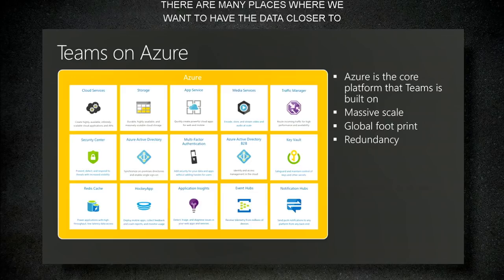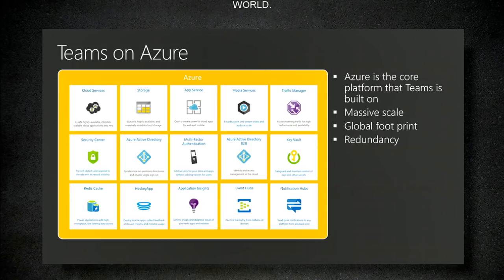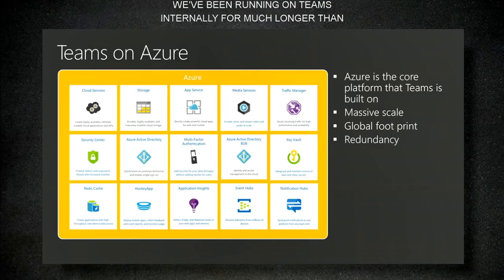Azure also allows us to have a global footprint very quickly. So I don't know if you noticed, but Teams came out of Microsoft pretty fast from the time we first started talking about it. And a lot of it had to do with the fact that we could build a set of services, get them out on Azure, get them out in multiple data centers across the world. And we've been running on Teams internally for much longer than even the preview release. And our ability to just get that footprint out in Azure and then start scaling it, pushing it out to more regions was super important to us. And that's why we like being on Azure.